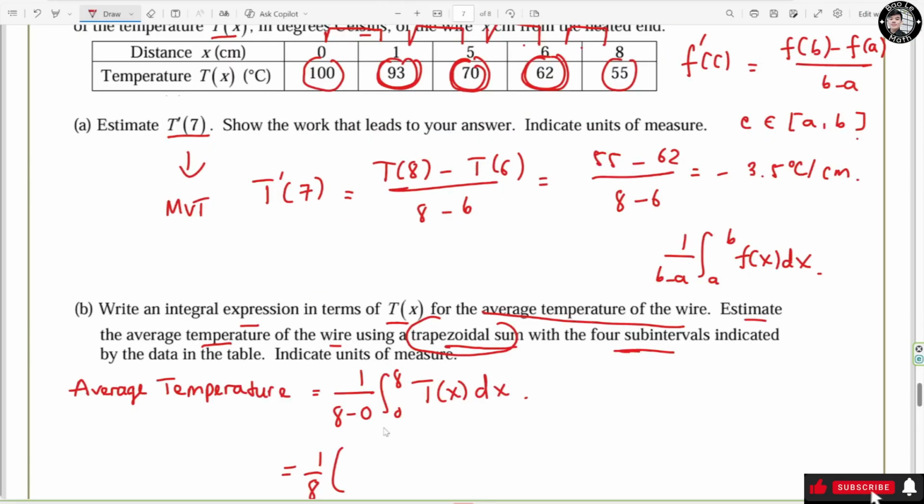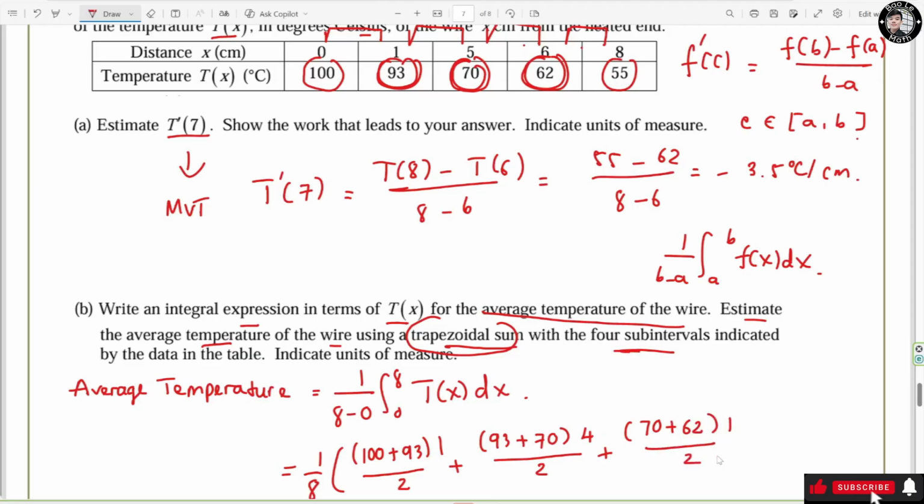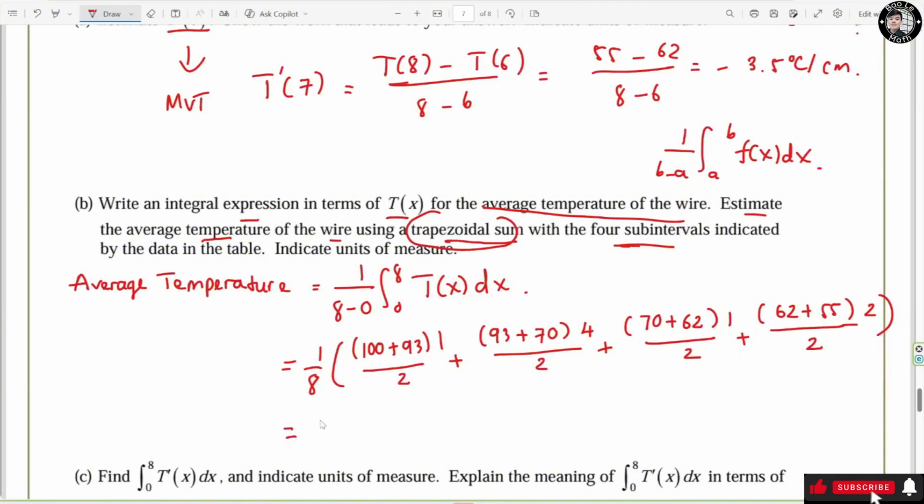So we have base 1 is 100 plus base 2 is 93, times the height, which is 1, divided by 2. Plus base 1 is 93, base 2 is 70, times the height, which is 4, divided by 2, right? Plus base 1 is 70, base 2 is 62, times the height, which is 1, divided by 2. And the last one, base 1 is 62, base 2 is 55, times the height, which is 2, divided by 2, right? Now if you use a calculator, the answer must be about 75.688 degrees, right?